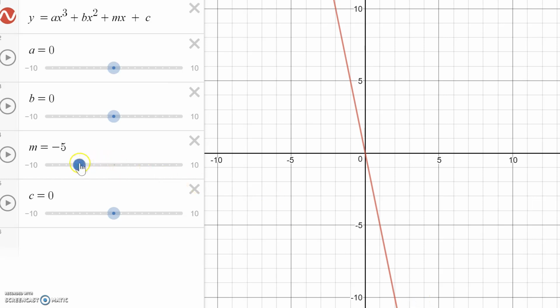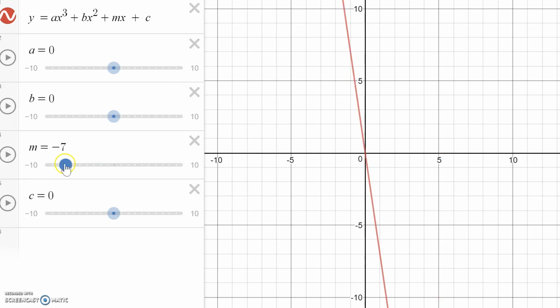Okay, a negative gradient. Let's make m equals minus 8. We get an even steeper negative gradient. When x goes up by 1, this time our y value drops by 8. So when x increases by 1, y is decreasing by 8. Negative 8 gradient. y equals minus 8x. So hopefully those sorts of graphs will be familiar to you.